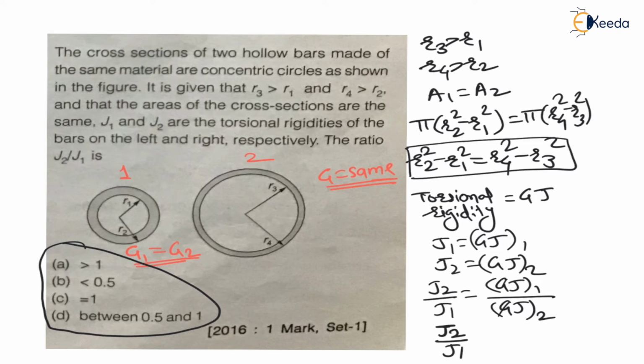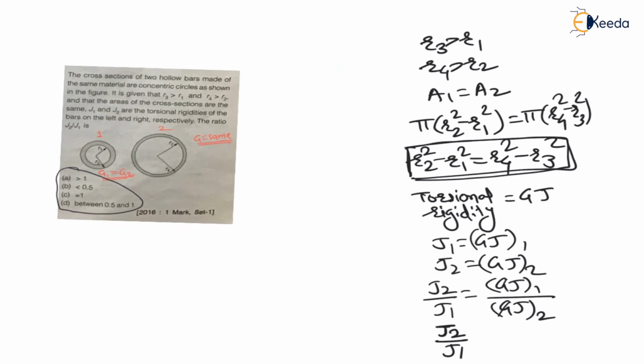Now here I am erasing the given data. This result I am keeping here, right? This result, that is R2 square minus R1 square is equal to R4 square minus R3 square. This result is required. Now here I will minimize the diagram so that you will get sufficient space, right?